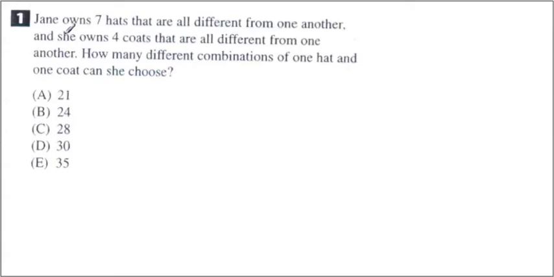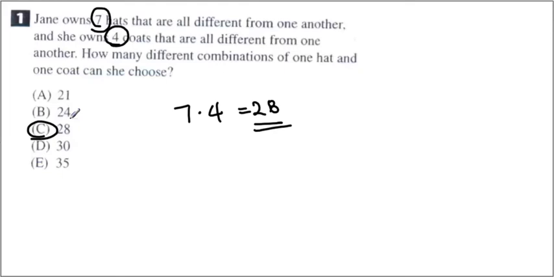So first, the question is: Jane owns 7 hats, all different from one another, and she owns 4 coats. How many different combinations of one hat and one coat can be chosen? Simply, we're looking at 7 choices and 4 choices. One hat can have 4 different coats, so all we have to do is 7 times 4, which is equal to 28. That becomes the number of choices that we have for Jane. So that will be choice C.